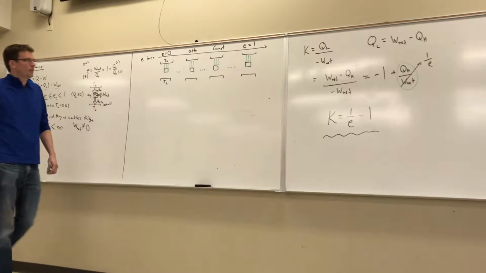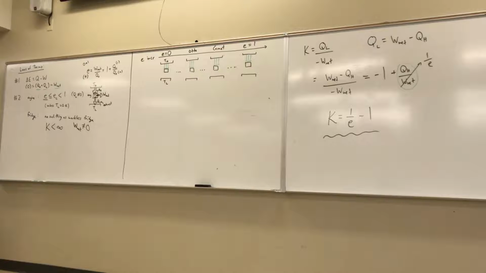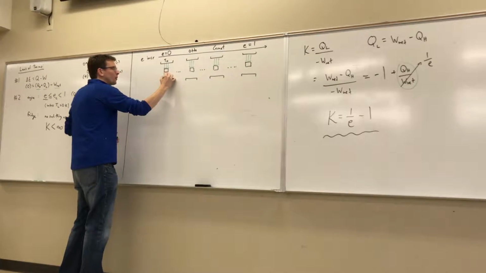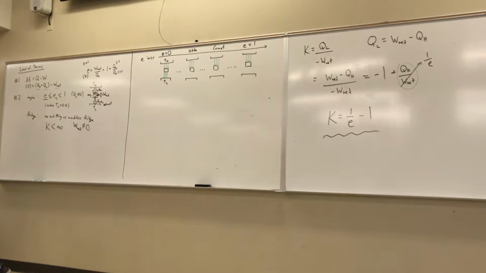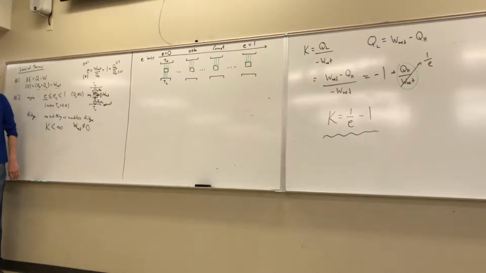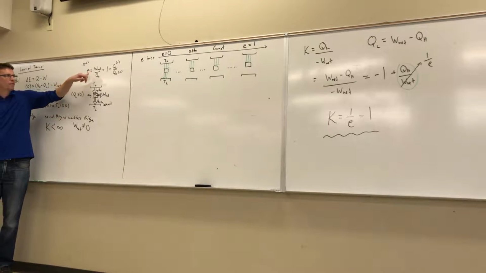And so basically I have 3 arrows to work with for QH, and then I get to decide how they get split up between the 2 outgoing ones. How do they get split up between the QL and W net? And the first one, I'm going to let them all go to QL. So my net work is nothing. I don't get any useful mechanical work. That's why my efficiency is nothing.